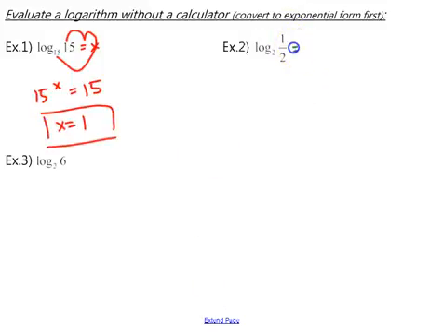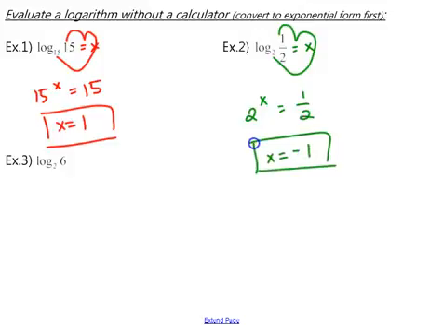Example 2, set it equal to x, then convert. 2 to the x equals 1/2. So 2 raised to the x power equals 1/2. How does a number turn into a fraction? Remember that negative exponents will cause you to take the reciprocal of the number. So since 2 changed to its reciprocal 1/2, x is just going to be -1. Don't forget about your negative exponents as we work with logarithms.